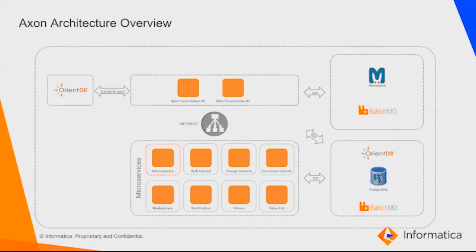So the Axon architecture is a set of microservices which supports Axon functionalities. OrientDB is used to support such functionality. A Postgres database is used as storage for all the Axon metadata which we are uploading into Axon. Different functionalities are supported by different microservices within the Axon framework.